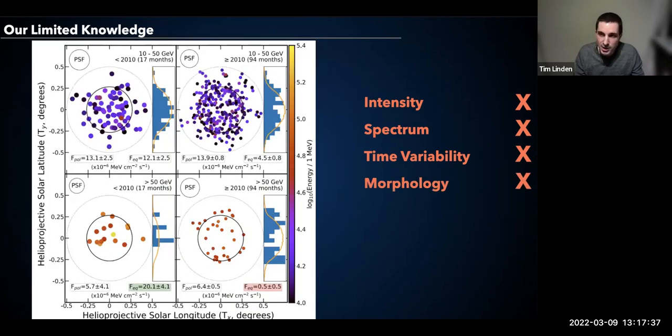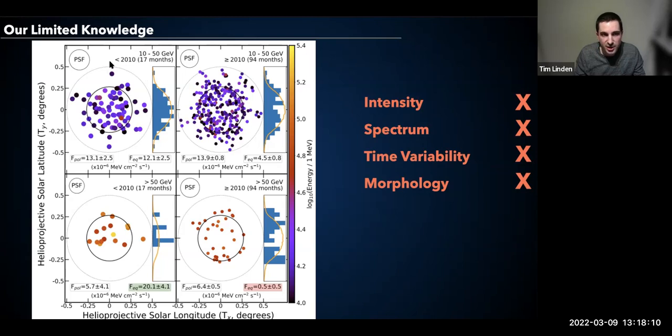Then we looked at the morphology and became even more puzzled. So this is a complicated plot, but I'll try to talk through it carefully. These are events from 10 to 50 GeV in energy, so very high energy events. And we focus on very high energy events because this point spread function, the angular resolution of the individual events, becomes smaller than the size of the sun, which is this inner circle here. The outer circle is the ROI that I'm looking at. So this is the sun. This is the average uncertainty of these events that are recorded here.